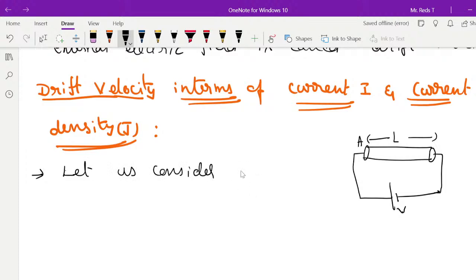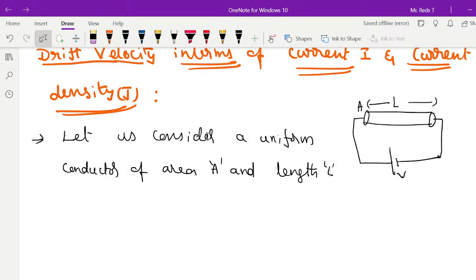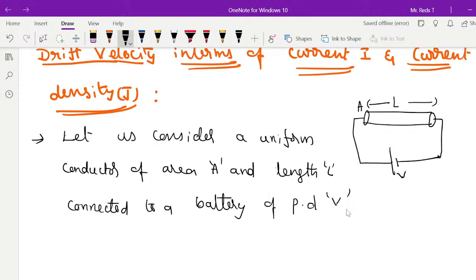Consider a uniform conductor of area A and length L connected to a battery of potential difference V volts, as in the figure. Draw this figure in its simplest form.